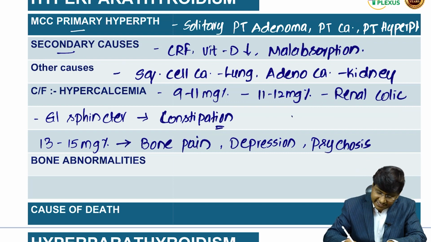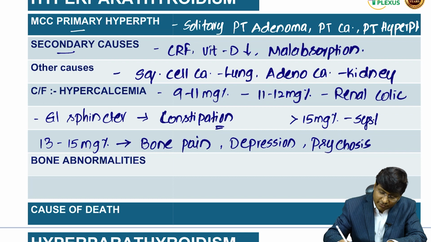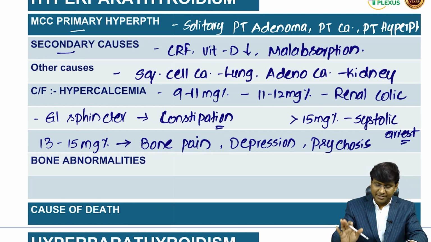And when the calcium levels are more than 15 milligrams percentage, that will cause systolic arrest of the individual. Okay, the cause of death will be systolic arrest.